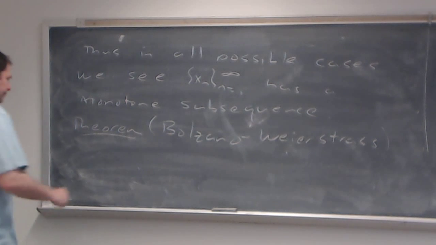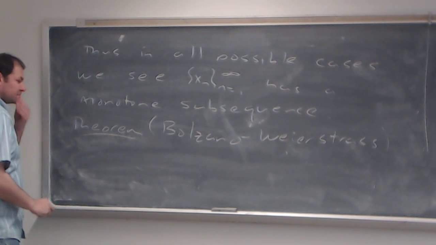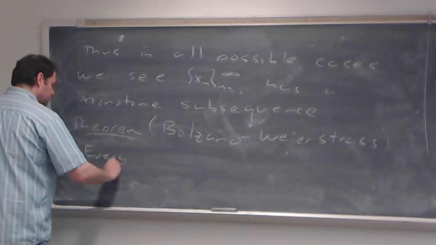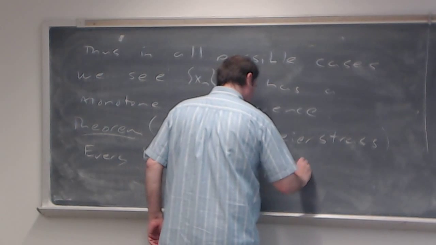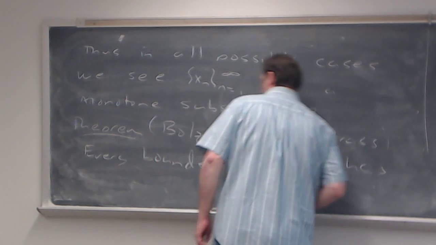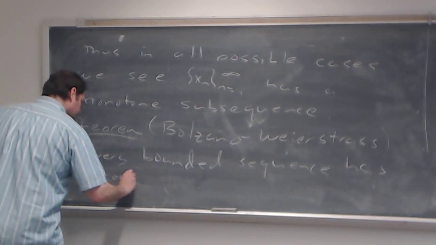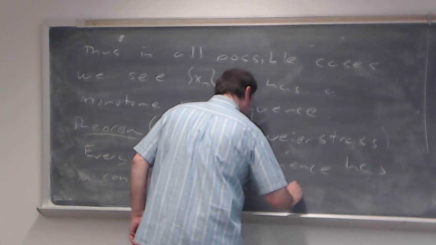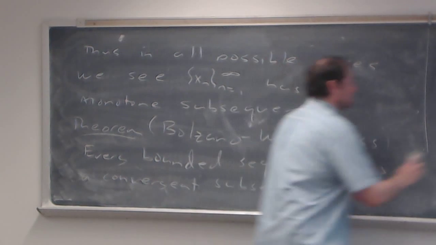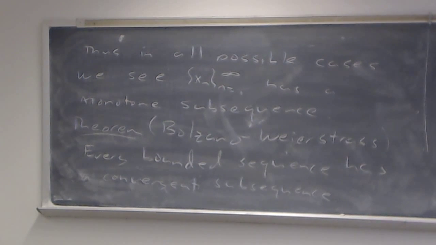Here's what it says: every bounded sequence has a convergent subsequence. The proof is easy. Bounded, and we know there's a monotone part. Right? Yes, three lines. That's right, John. You're on the right track. That is correct.